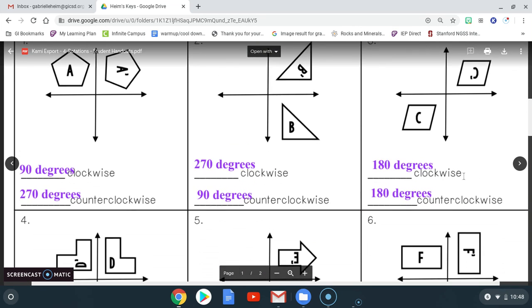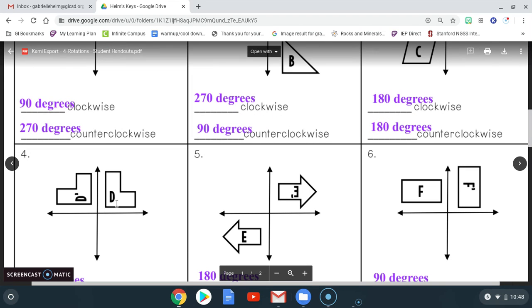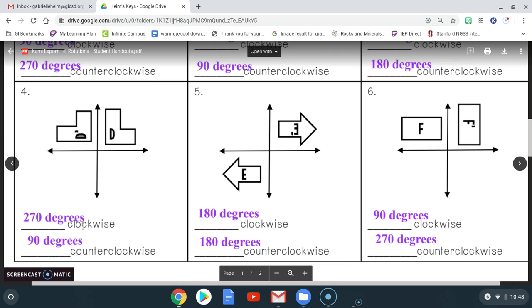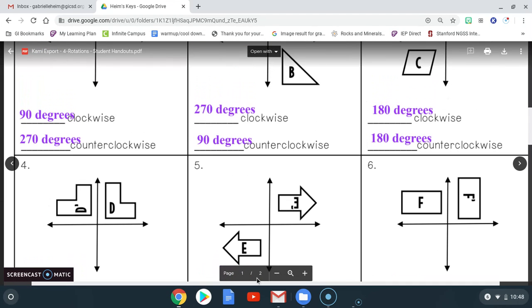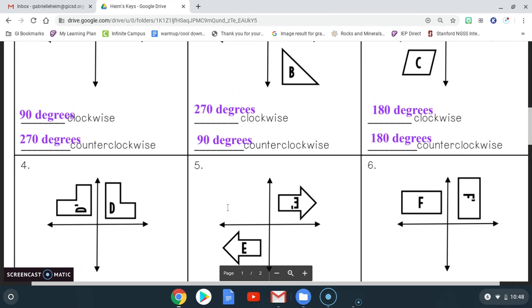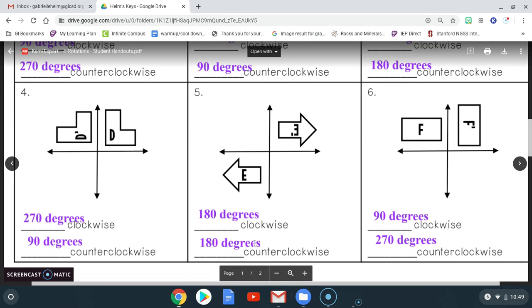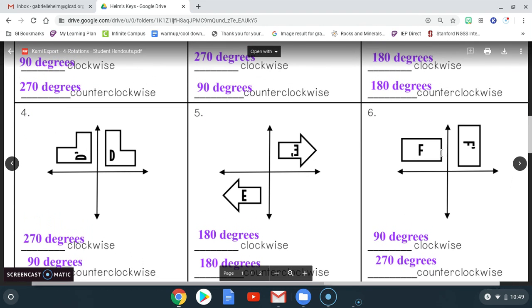So 180 degrees. Okay, for these ones, this is the original. This is where the new one is. If we're going counterclockwise, so backwards, we only moved once. So that's 90 degrees. But if we're going clockwise, we're going 90, 180, 270. So it's 270 degrees clockwise, 90 degrees counterclockwise. For here, we have the original. We're going 90, 180 clockwise, 90, 180 counterclockwise. Okay? Here, we have the original. Clockwise is only going one turn, so it's 90 degrees. If we're going the other way, we have 90, 180, 270.